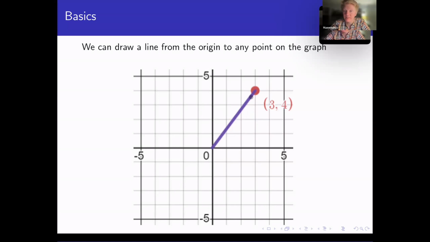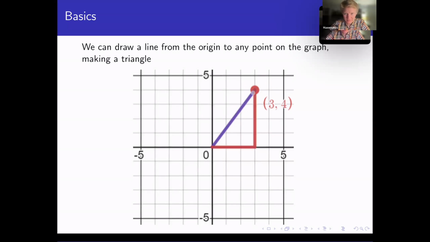Okay, well, this line is the distance between 0, 0 and 3, 4. But how do we find the length of this line? It's not quite that obvious. It isn't just 3 plus 4. This isn't 7 units.